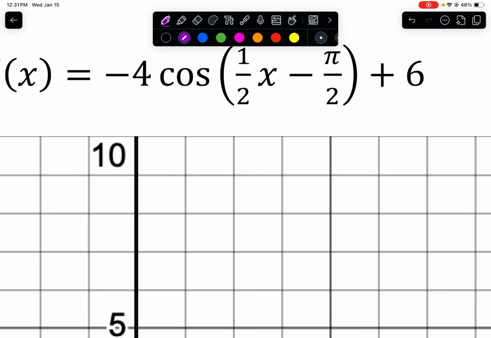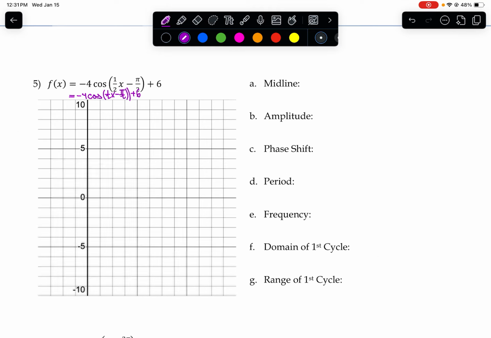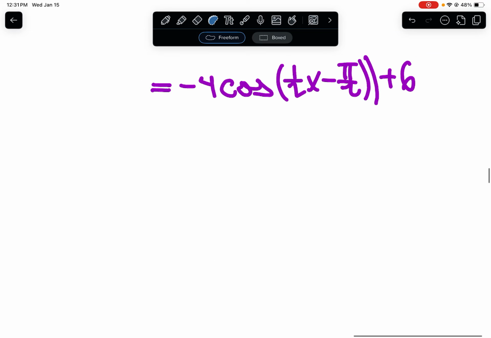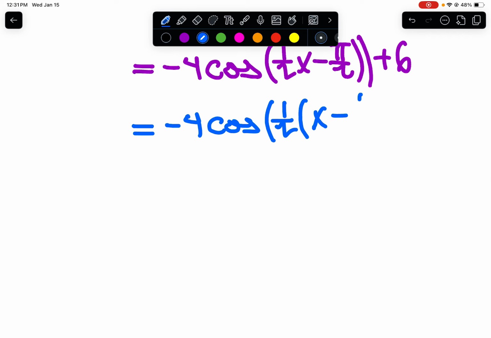So what I'm going to do, so negative 4 cosine, I'm going to factor out that 1/2. Or actually here, let me not get ahead of myself. Let's just write it out and then we'll move it to the side. All right, so now over here, now we're going to take out that pi over 2. So I'm going to have negative 4 cosine, parentheses 1/2, parentheses, and then x minus pi over 2 divided by 1/2.